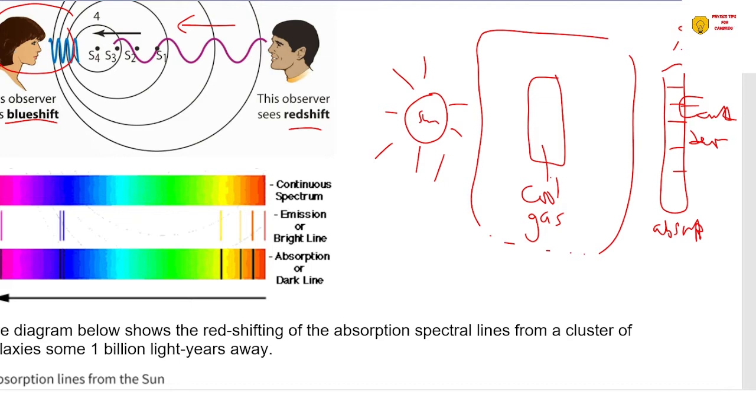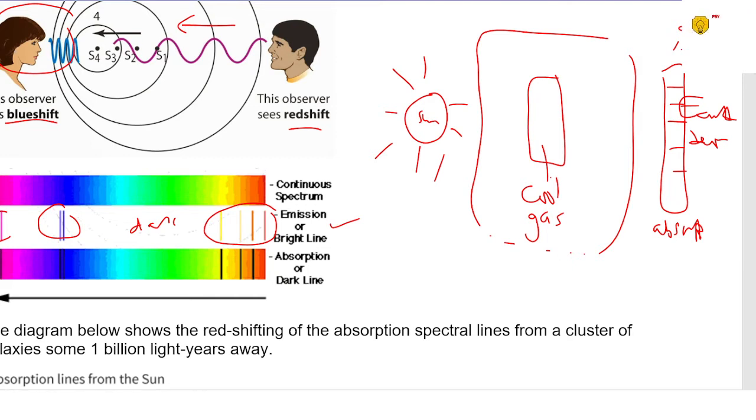Then the emission spectrum would be bright lines. So when this gas has absorbed these colors, it's going to de-excite. Okay, so excitation is when it absorbs these energies that are characteristic to it, and then when it de-excites, it's going to emit those wavelengths that are characteristic to it. So we are seeing these bright lines on a dark background. The background is going to be dark now, and then we have these bright lines. So this is the emission or bright line spectrum.